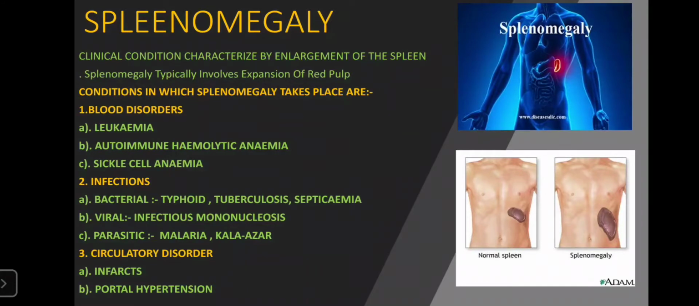Splenomegaly takes place in abnormal conditions like blood disorders such as leukemia, autoimmune hemolytic anemia, sickle cell anemia. It also takes place in infections like bacterial infection such as typhoid, tuberculosis, septicemia, viral infection like infectious mononucleosis, parasitic infection like malaria and Kala Azar, and also in circulatory disorders such as infarct and portal hypertension.